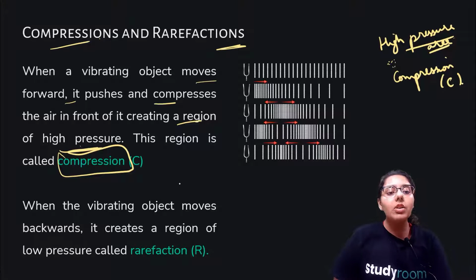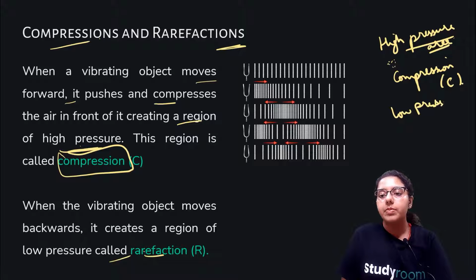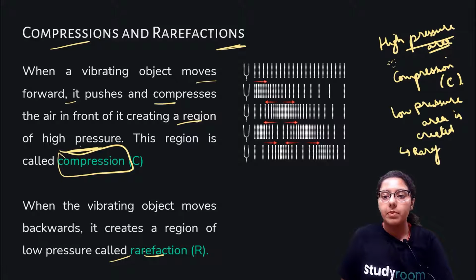When the vibrating object moves backwards, it creates a region of low pressure called rarefaction. Okay. So when a low pressure area is created, then it is rarefaction. Okay. And we denote it with R.